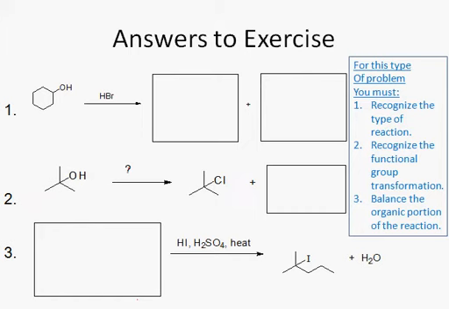In this video, I'm going to explain how to do a problem where you have to predict either the product of a reaction, as in number 1, the reagent in the reaction, which is like number 2, or the reactant, as in number 3. The first step of doing this type of problem is to recognize the type of reaction. This is easy because we only have one reaction type so far, and it is substitution.